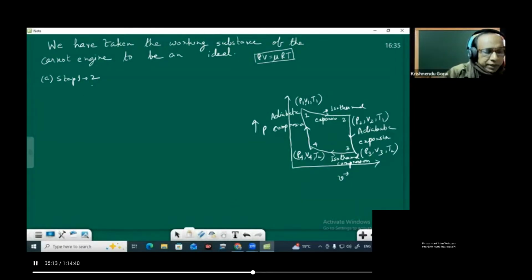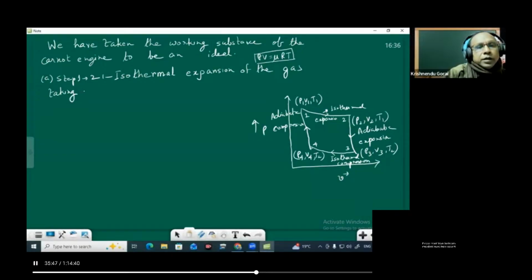Number one, step 1 to 2, that is isothermal expansion of the gas, taking its state from P1, V1, T1 to P2, V2, T1, right? So how to find? We have to find the work done.